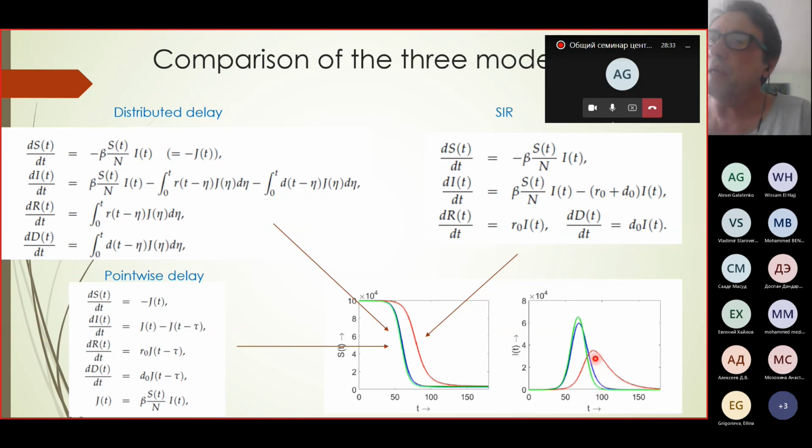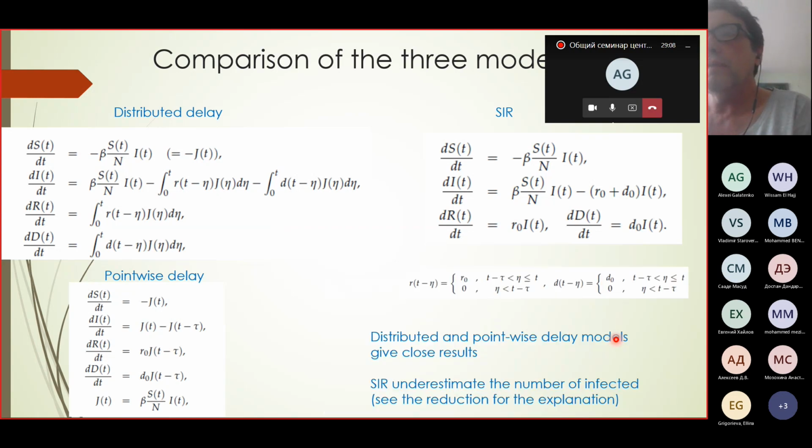Why is the maximal number less? Because, as we discussed just before, for this SIR model the distribution is constant. This means that people begin to recover right after infection. In reality, this is not the case. So in the SIR model, people recover in some sense faster, and this is why the maximal number of infected becomes less. This is what is explained here.